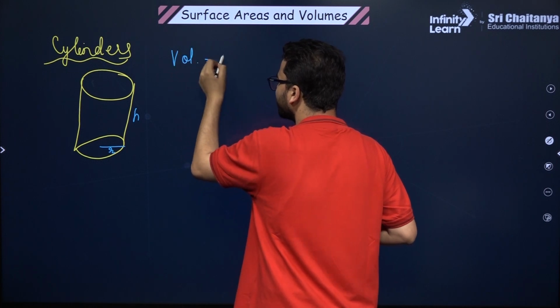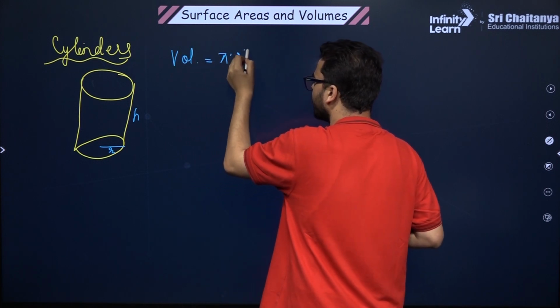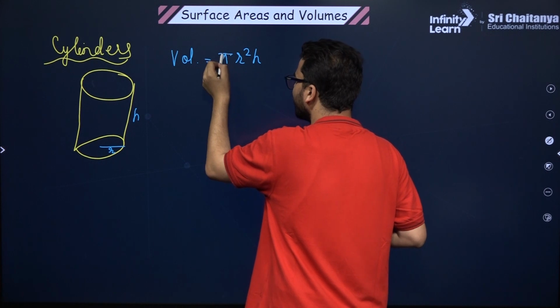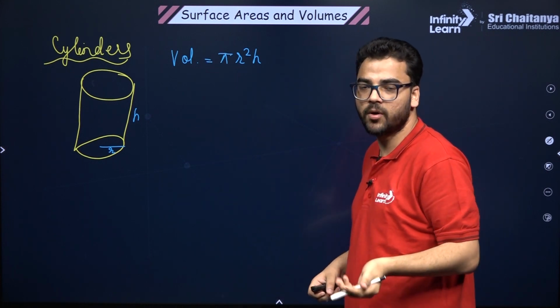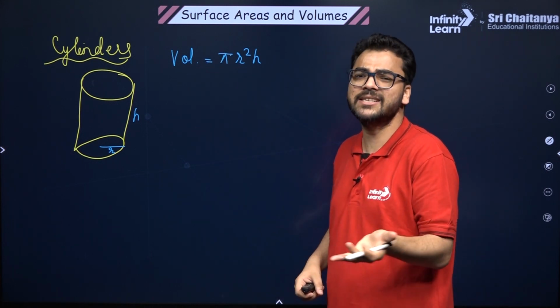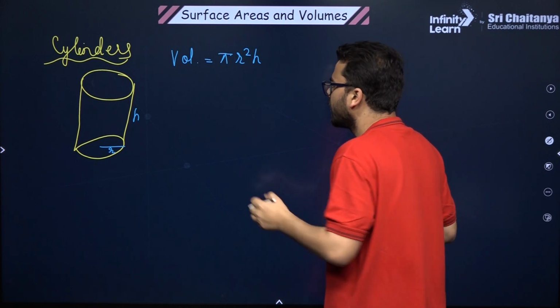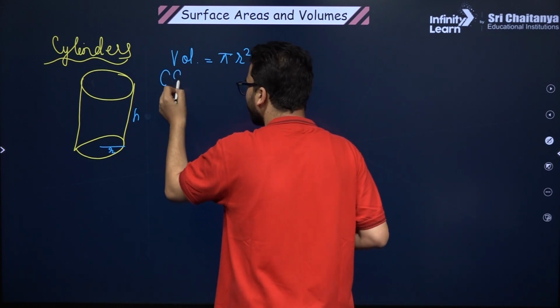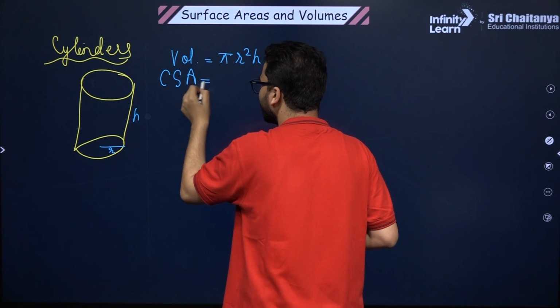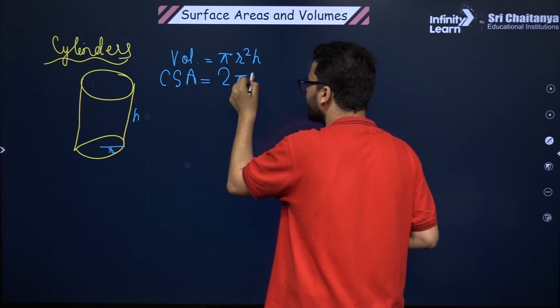Volume of a cylinder is pi r square h, right? And it is needless to say that pi you will take 22 upon 7 until and unless it is mentioned in the question. Now what is its curved surface area? CSA. So CSA of a cylinder is 2 pi r h.